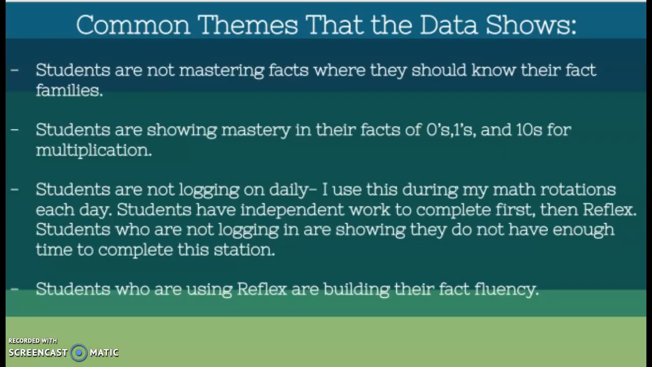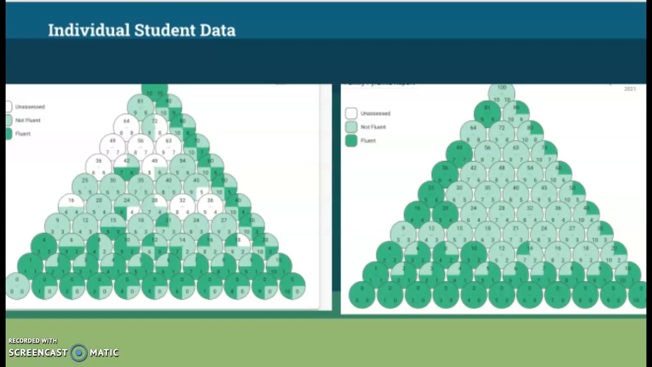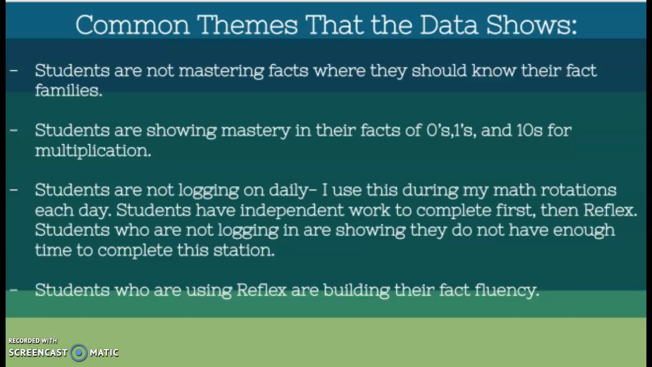So some common themes that I saw as I was looking at the different data is that students are not mastering facts when they should know their fact families. If we look back at this diagram, anything that's in light green or not shaded, that's a fact that they've missed. So if they know their fact families, they should easily be able to solve these multiplication problems, which as I was looking at student data, it was showing that they don't. So they need a review on fact families. Many students are showing mastery in their zeros, ones, and tens for multiplication, which is great.